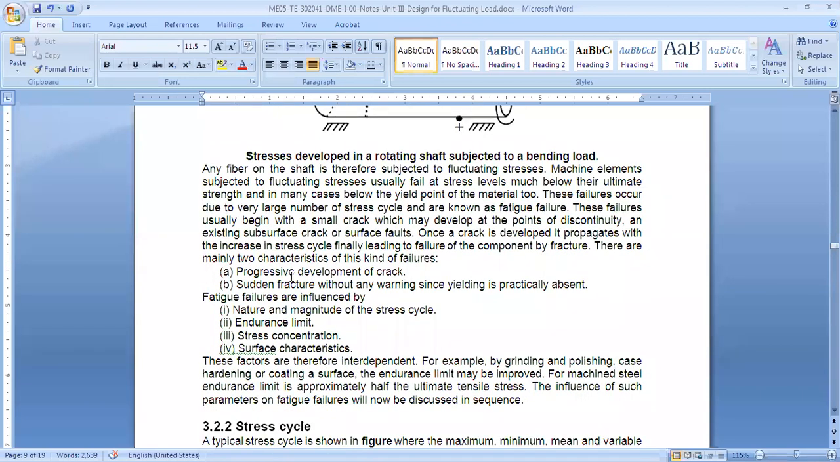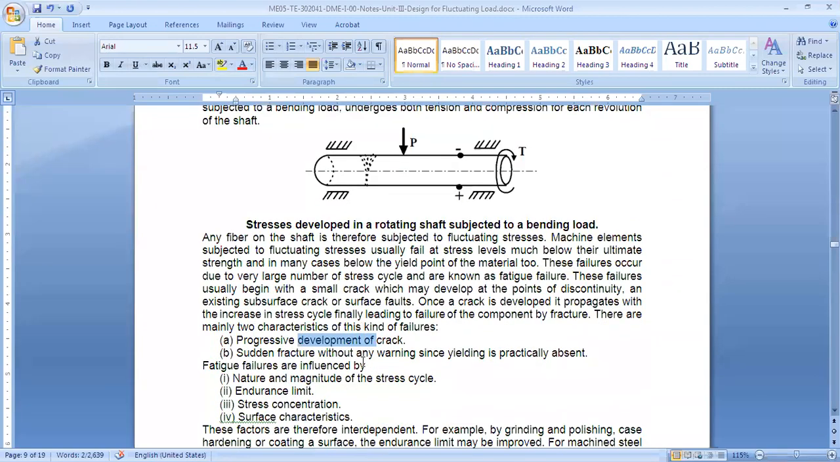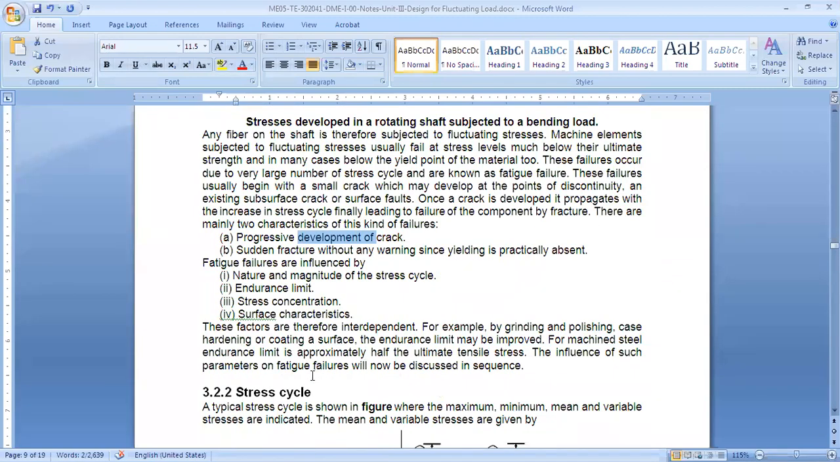How will that failure happen? Somewhere a crack will develop, and then that crack will start slowly propagating. That crack will keep developing and it will go on, and ultimately it will break the element. This type of failure is called failure because of dynamic loading. Are you getting my point? This is fatigue failure, failure because of fatigue. You are going through a fatigue, and you are failing.